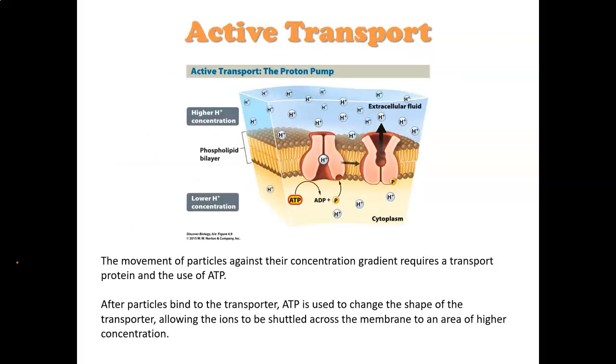So here we have H plus ions, protons, right? We have a bunch of protons on the outside, we have fewer on the inside, but we still want to push these guys out. So this is going to require some energy. So we invest some energy, and that transporter will push the protons against their gradients.